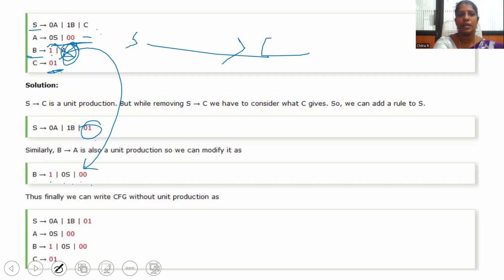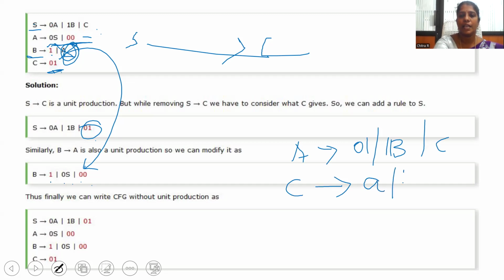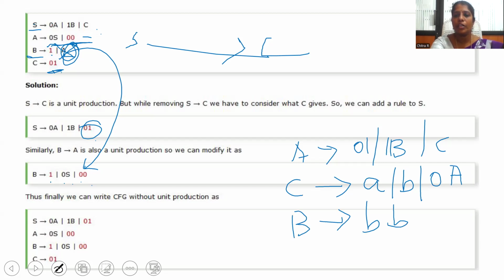Shall I give you one more example? For example, consider A tends to 01 slash 1B slash C. C tends to A slash B slash 0A, and B tends to BB. So in this example, how can you eliminate this unit production? Here the unit production is A tends to C. So I can eliminate this C with all these elements. I'll include all these elements.